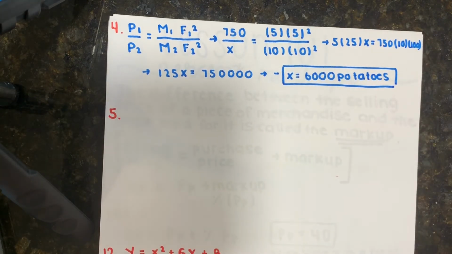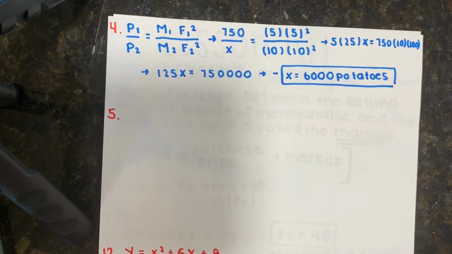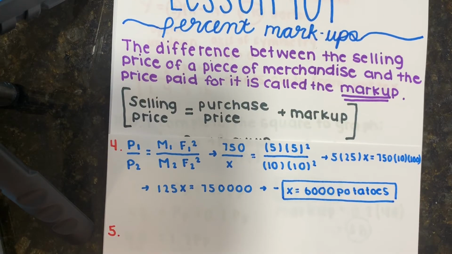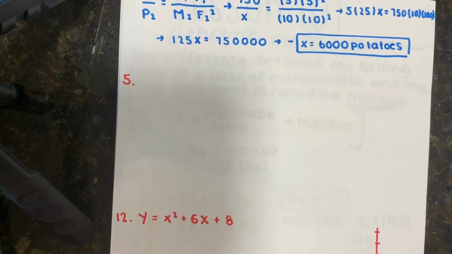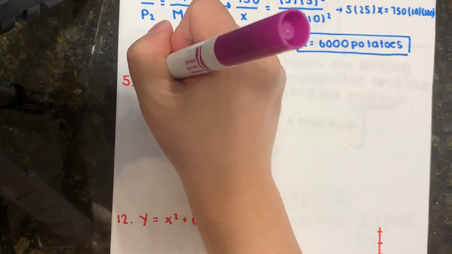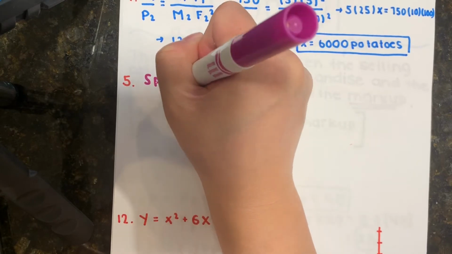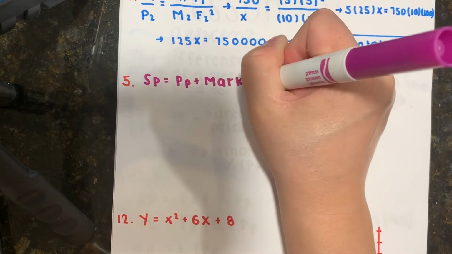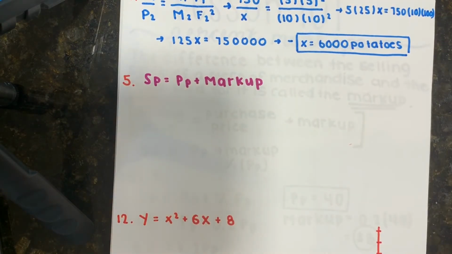Now moving on to number 5. So number 5 is going to be based off of lesson 101. So we have to remember the selling price is equal to purchase price plus the markup. The notes that we have are selling price equals purchase price plus the markup. And the markup can either be the percent of the selling price or the percent of the purchase price. And we're actually dealing with both on this one because it says the markup was $800 and the cost was $2,400. What was the markup as a percentage of selling price, and what was the markup as a percentage of the cost?